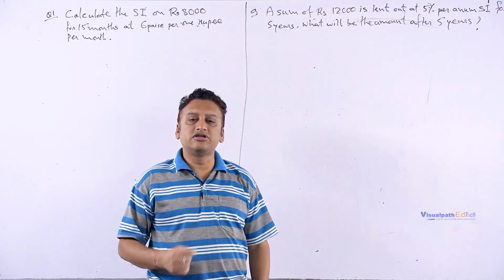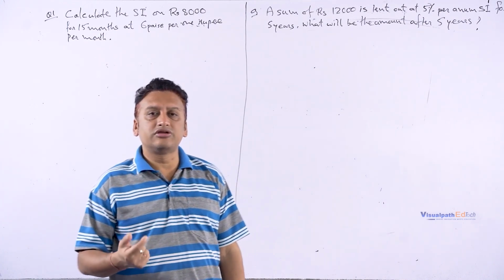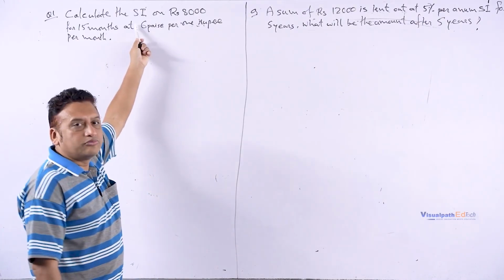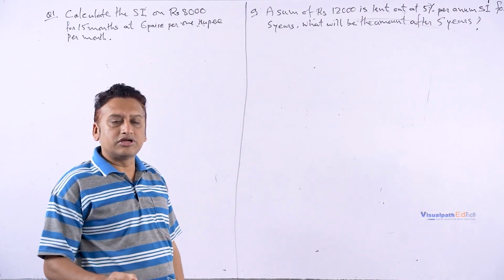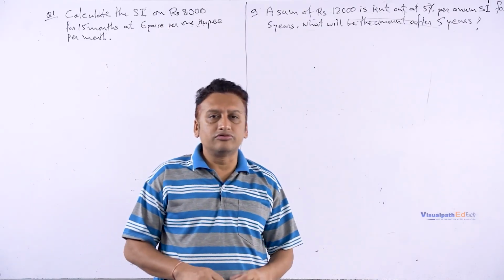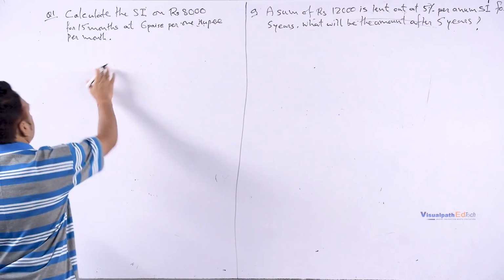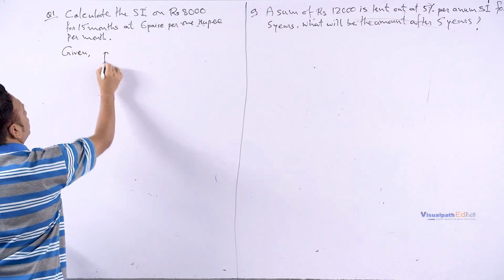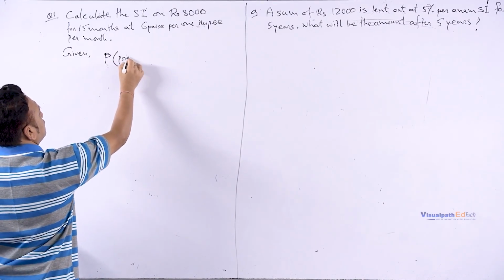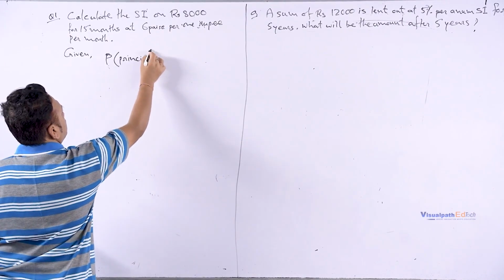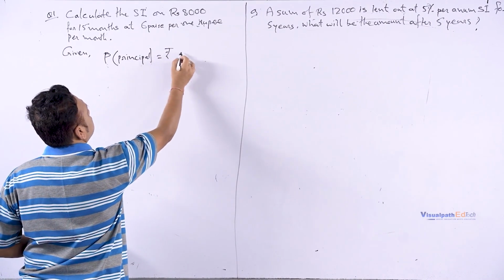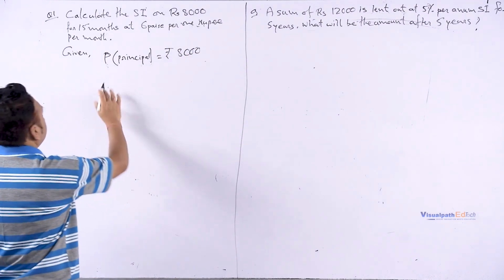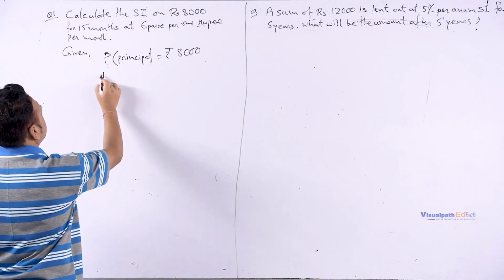After all these conversions, we will put it in the relation SI is equal to P into R into T upon 100, and then we can calculate the simple interest. In this sum, we are asked to calculate only the simple interest, so we are not going to calculate the amount. Okay. So, let us proceed. We can write given P is principal, given P is equal to rupees 8,000.